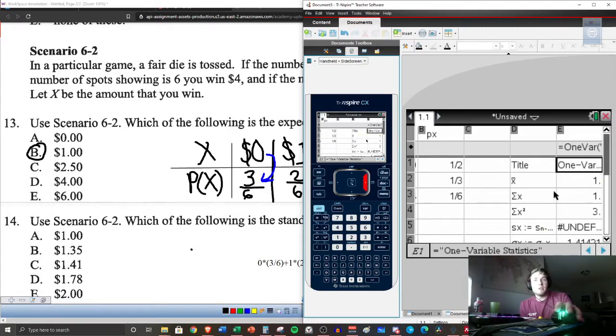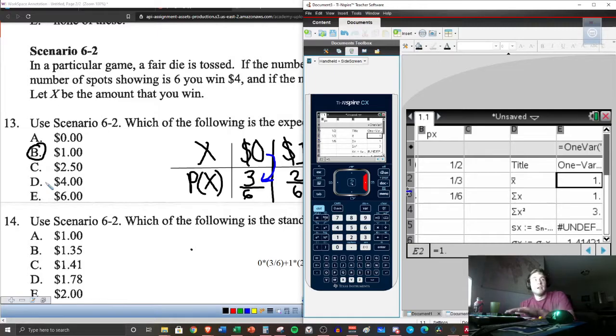Now you'll notice in this first cell, X bar, which is the mean, is 1. And that's exactly what we calculated for number 13 here. So this is a faster way to find the mean. This is going to work out for you a lot quicker, depending on the type of distribution.